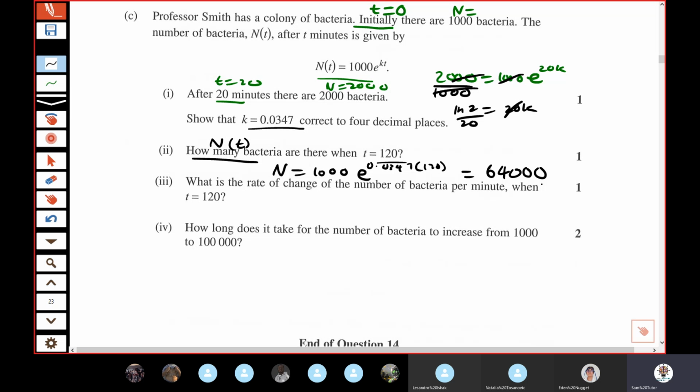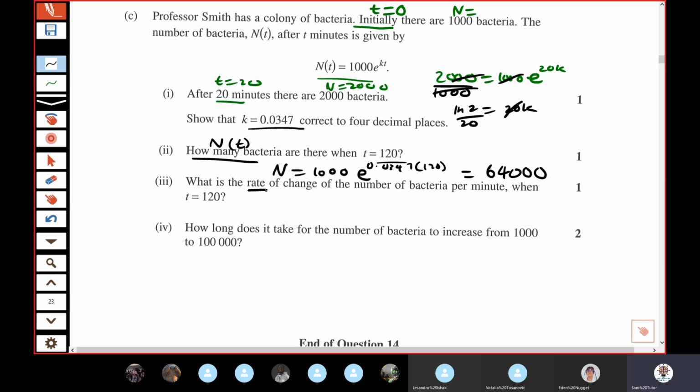Whereas if it was rounded, just for our curiosity, you get 64,328. So you got an extra 300 out of nowhere. 28, yeah. So, all good? Sure? Okay.